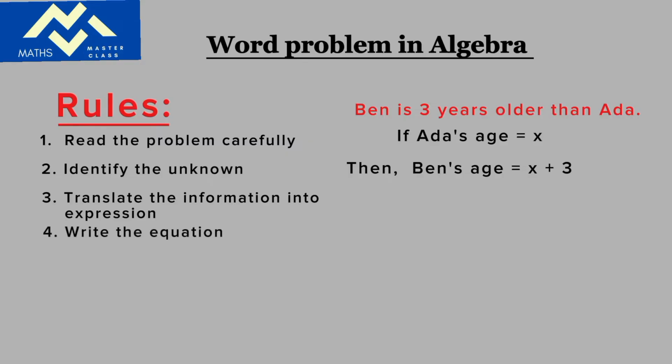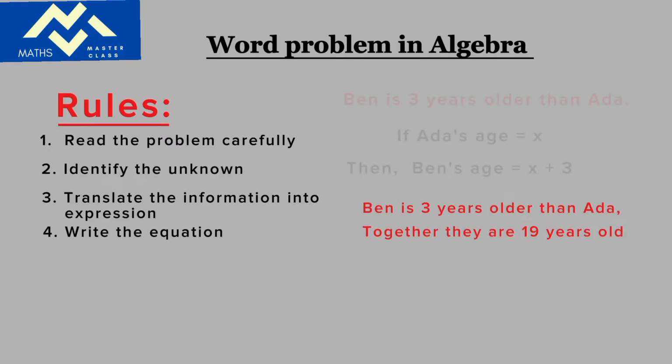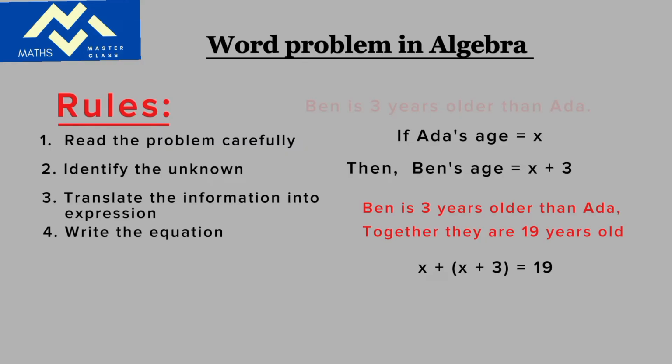4. Write the equation. Turn the entire problem into a math sentence. Example: Ben is 3 years older than Ada. Together they are 19 years old. This means Ada's age plus Ben's age is equal to 19. X plus X plus 3 equals 19.